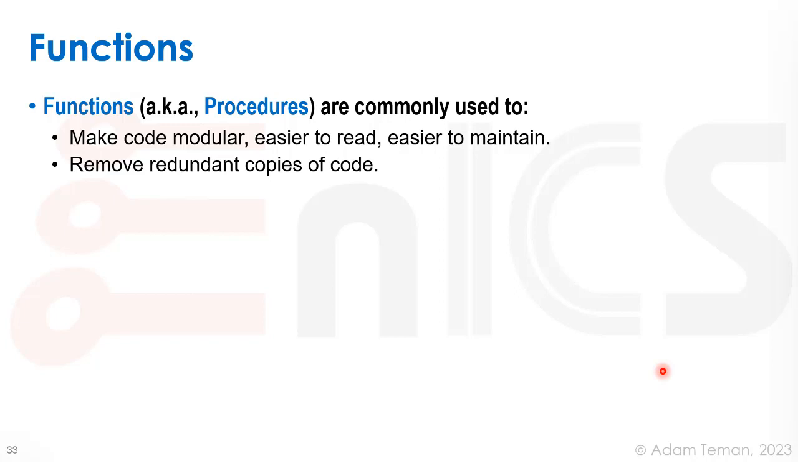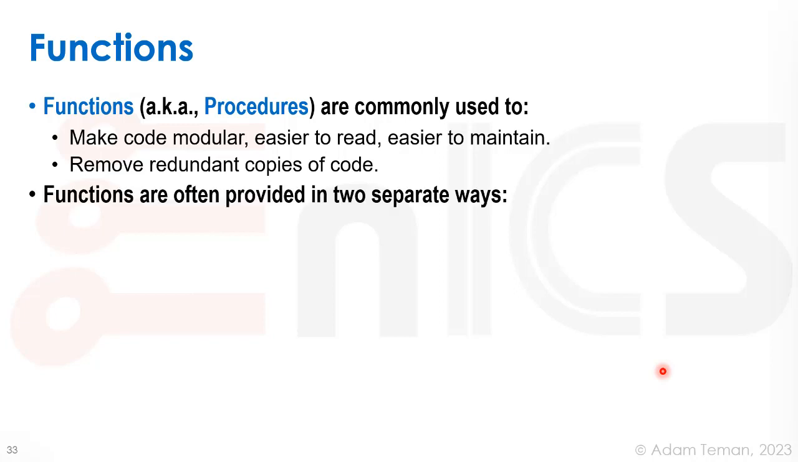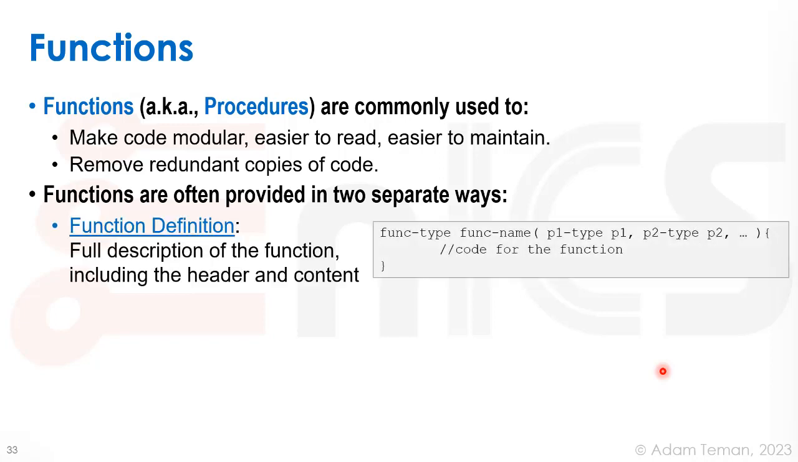So if we reuse some sort of functionality many times, we can just use a function instead of rewriting that code and putting it inside our memory. We provide functions in two separate ways at the C level. First of all, as the function definition. That includes a full description of the function, including the header and the content.